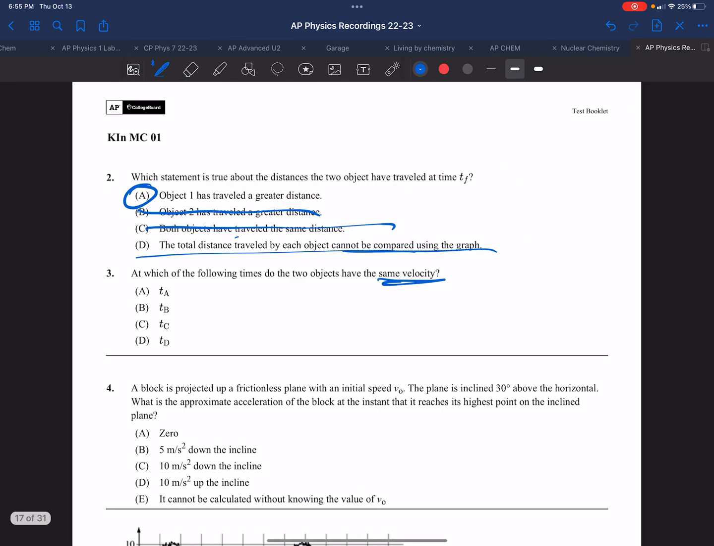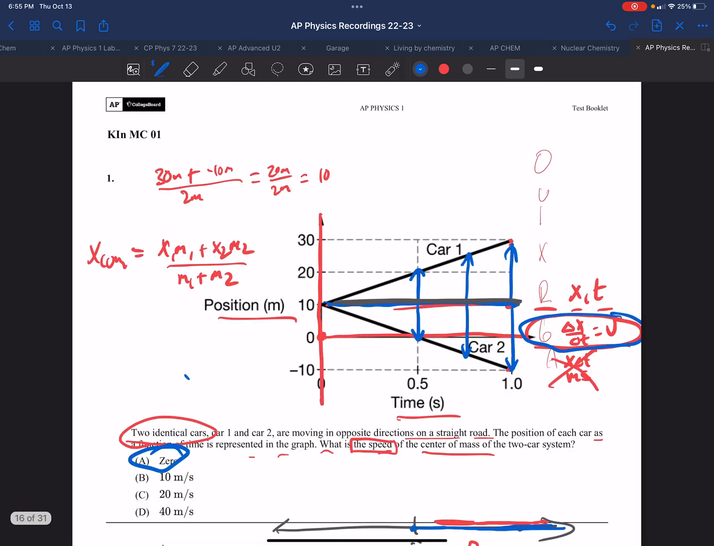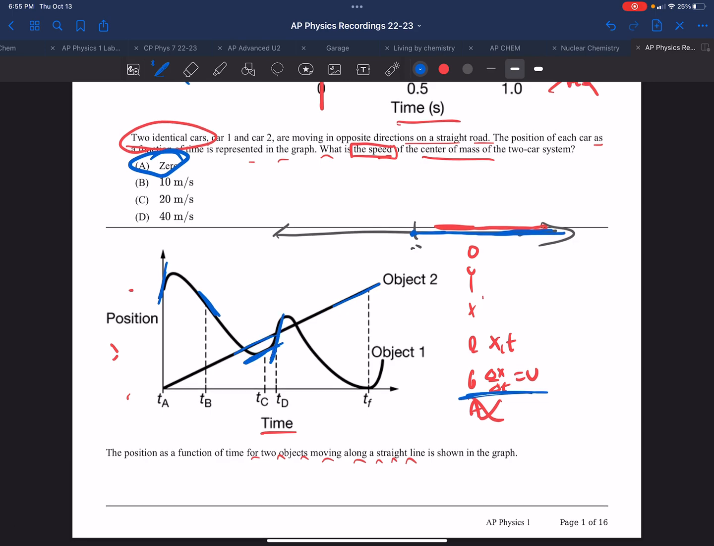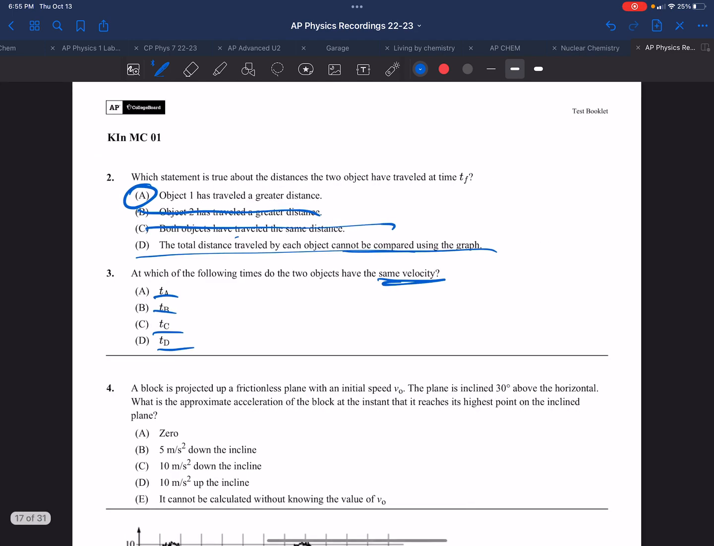So let's look at our choices for how we can: TA, TB, TC, and TD. So let's look at TA. TA is here, and the slope right there is about like that. So that does not match the slope of object 2. TB definitely does not match the slope. TC, if we look at TC, that line looks parallel to this. So it looks like TC, and TD looks like that. So the answer is TC.